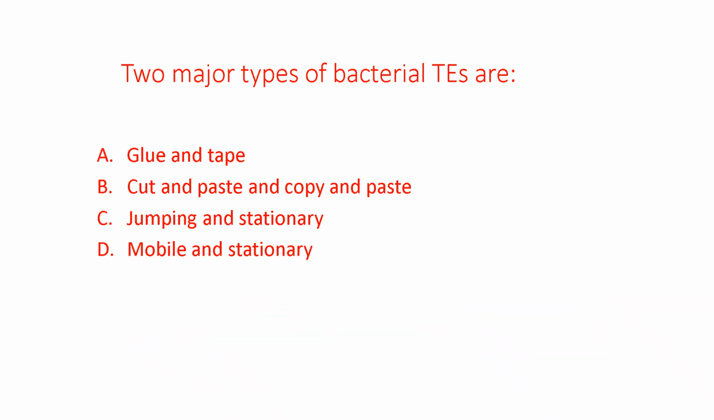So what are the two major types of bacterial transposable elements? The correct terms are cut and paste and copy and paste mechanisms. These mechanisms differ in whether the element is excised and moved or simply duplicated into a new location.